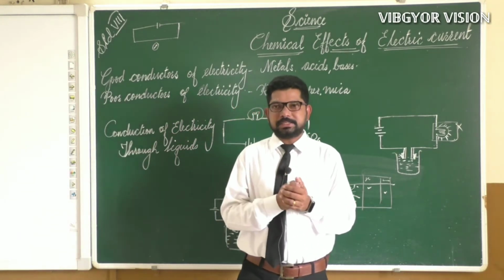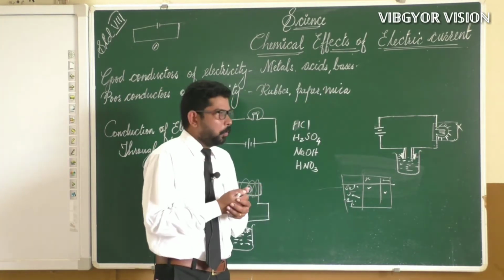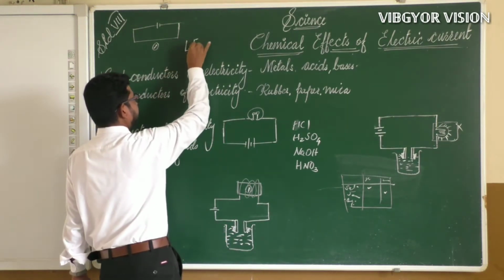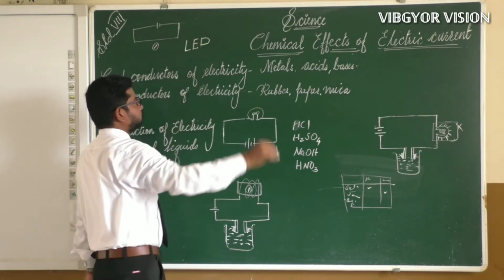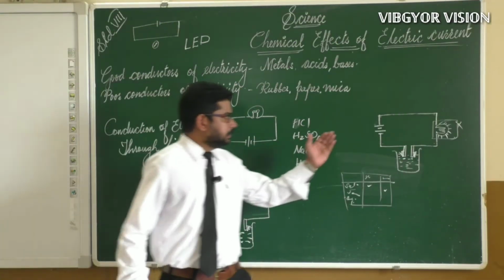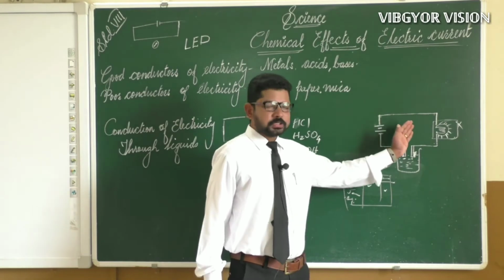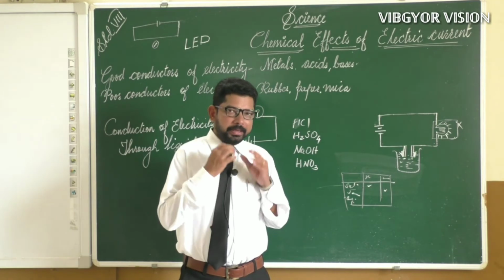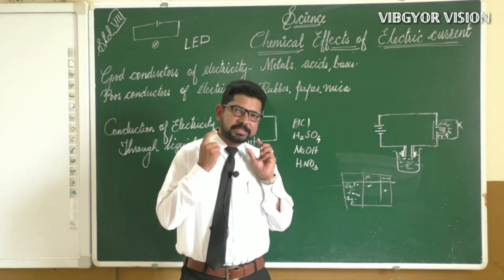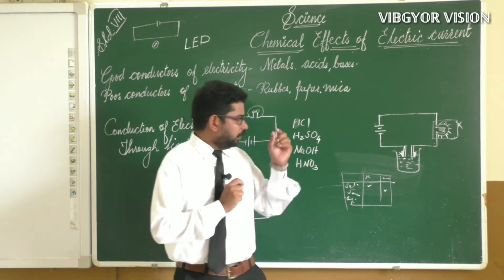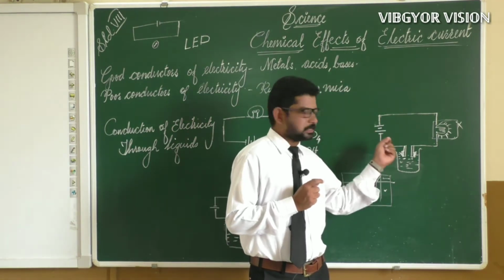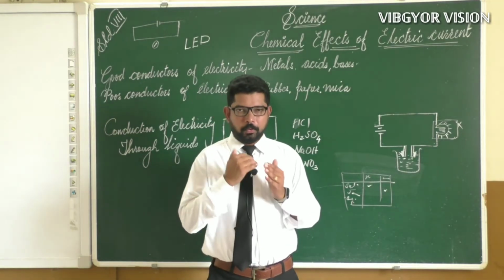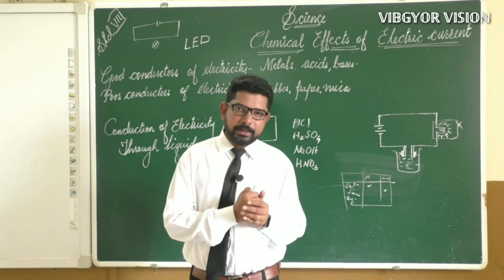For such cases we use something more modern. What is that? That is LED. Have you heard about LED? LED means light emitting diode. Now in this tester we can use an LED instead of a bulb. What is the specialty of LED? It glows even if there is a weak flow of electricity. Even when very little electricity flows, the LED can glow. So the full form of LED is light emitting diode.